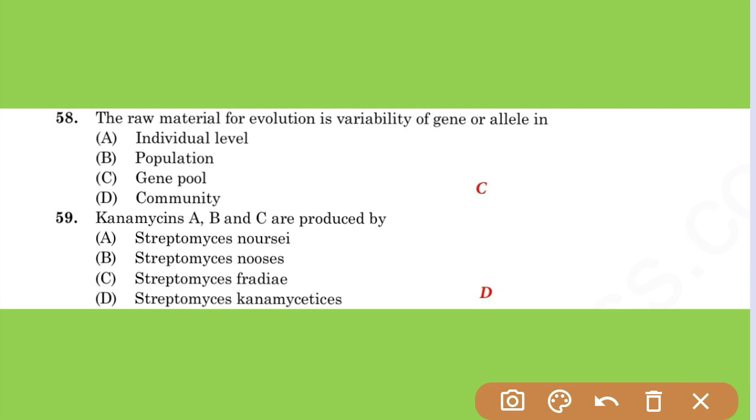Kanamycin works by binding to the 30S ribosomal subunit, causing misreading of mRNA and leaving the bacteria unable to synthesize proteins which are vital for their growth. So kanamycin inhibits protein synthesis of the pathogen or bacteria by binding to the 30S subunit of the ribosome at the time of protein synthesis. Kanamycin A, B and C are produced by the organism Streptomyces kanamyceticus. Option D is the answer to this question.